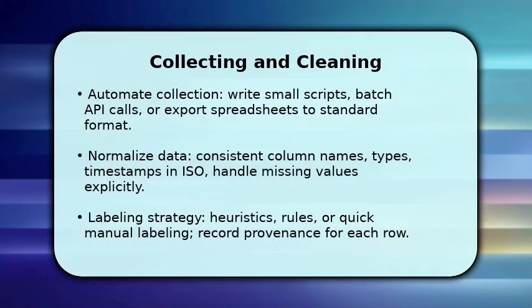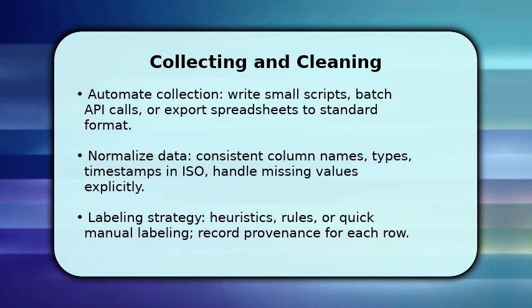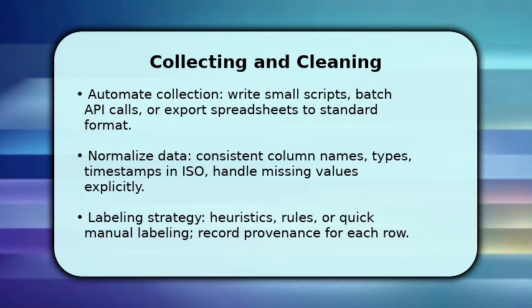You now automate collection and enforce consistency. Write compact scripts or use batch API calls to export everything into the chosen format. Exports should be repeatable. Once you have raw files, normalize column names and types, convert timestamps to ISO, and decide how to represent missing values.